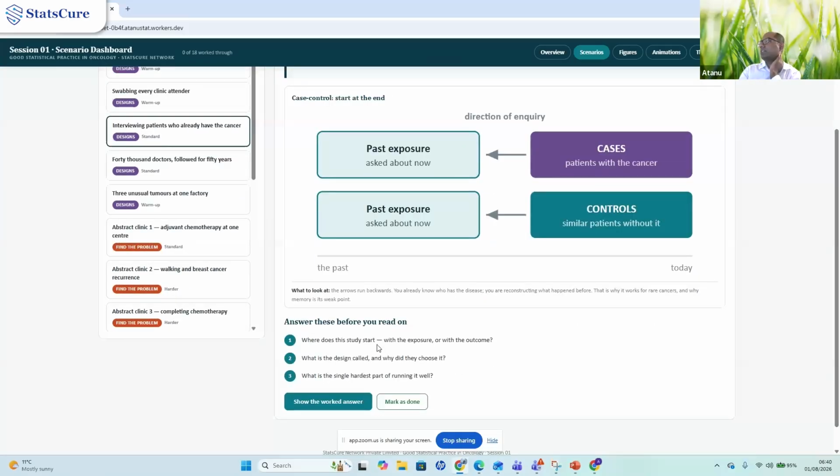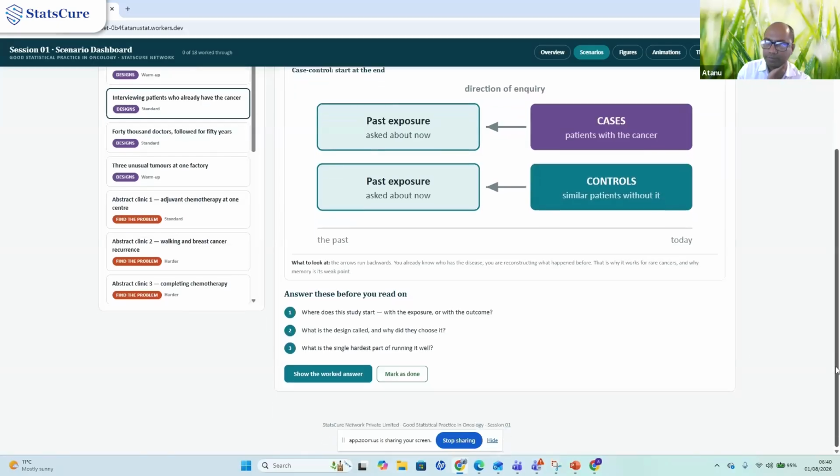Where does this study start, with the exposure or with the outcome? That's the first question. The second question is what is the design called and why did they choose it, and what is the single hardest part of running it? Any potential answer?